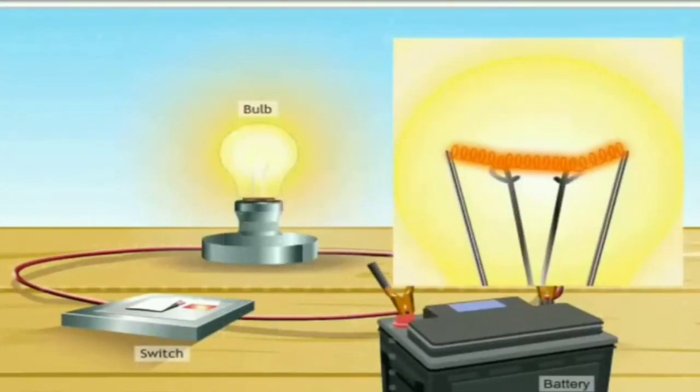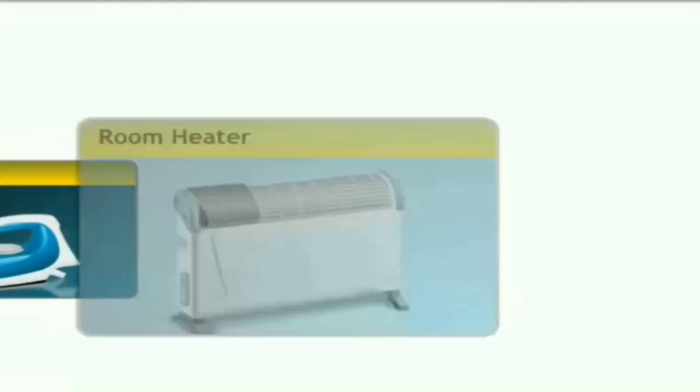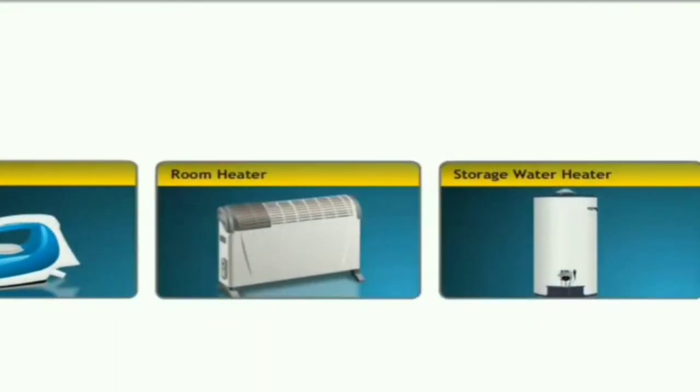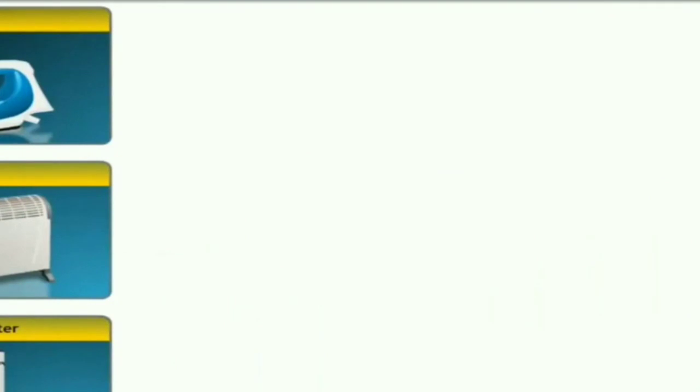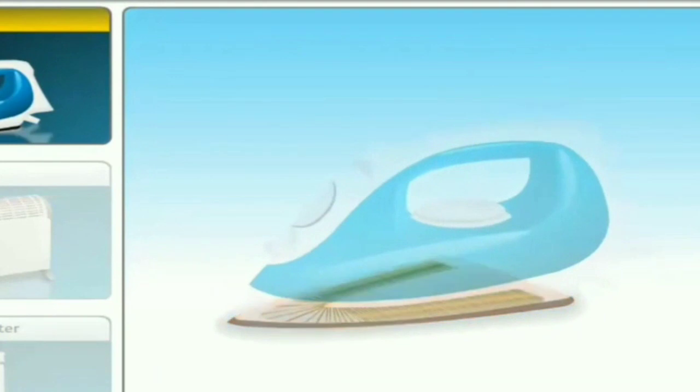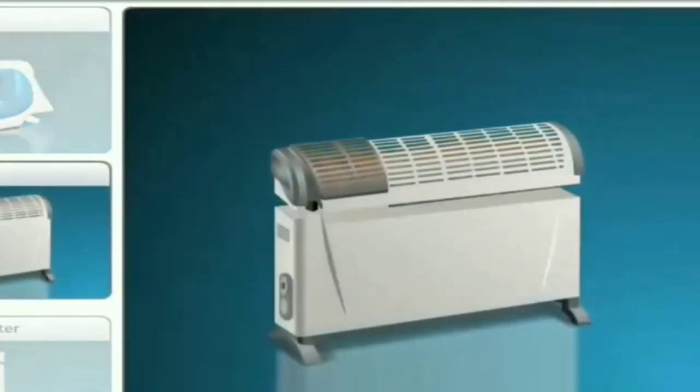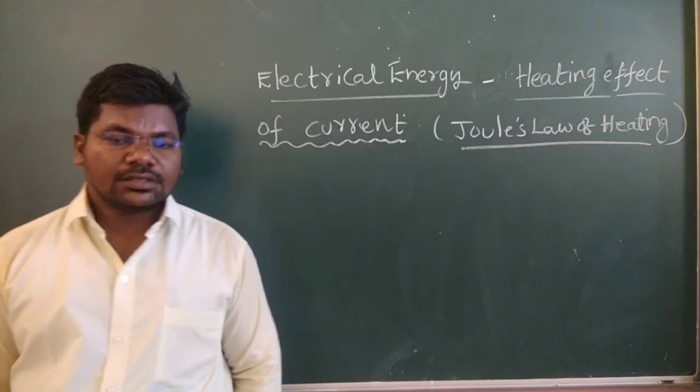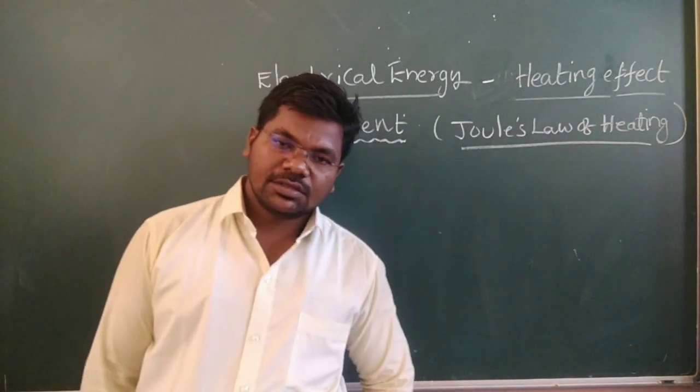When electric current passes through a metallic conductor, the conductor gets heated as electrical energy is transformed into heat energy. See, we can observe the battery is on, the current flows. Applications are electric iron, room heaters, storage water heater. Heating effect of current.